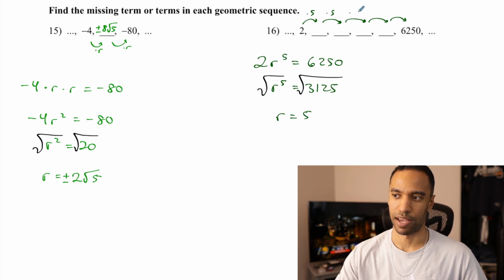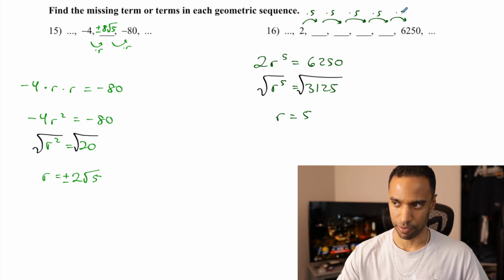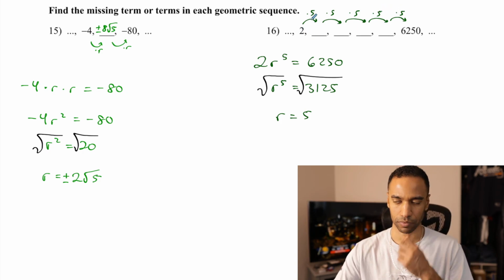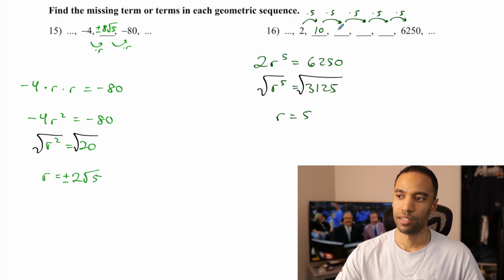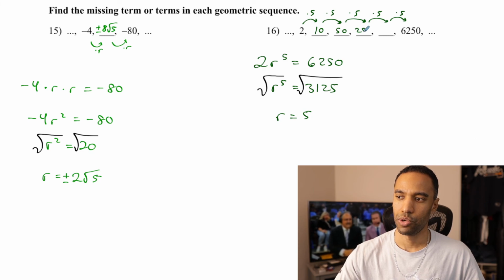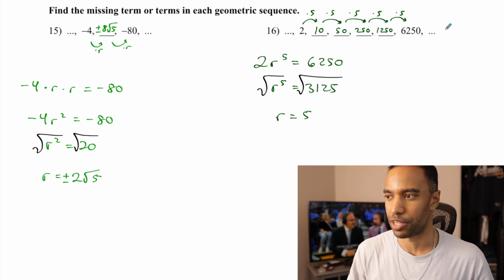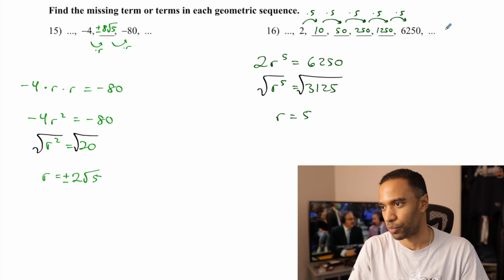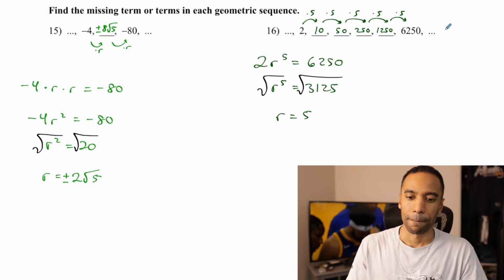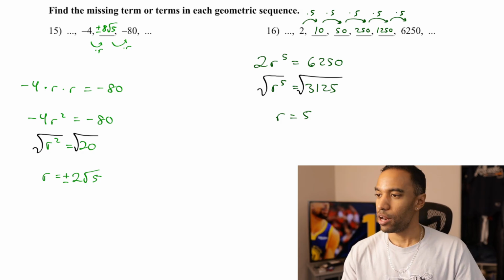So we're multiplying by 5 each time, right? 2 times 5, times 5, times 5. So now we're just going to multiply by 5 and figure out all these numbers in between. So this is going to be 10, 50, 250, and 1,250. And yes, that should give you 6,250 afterward. Okay. And I think that's it. So that ought to do it for this one, guys.